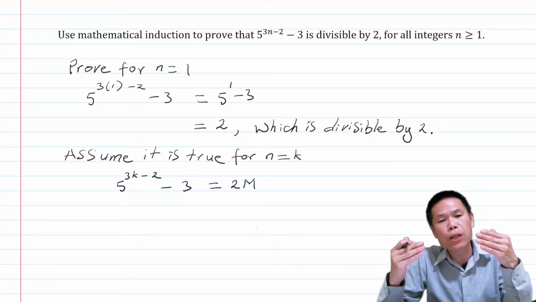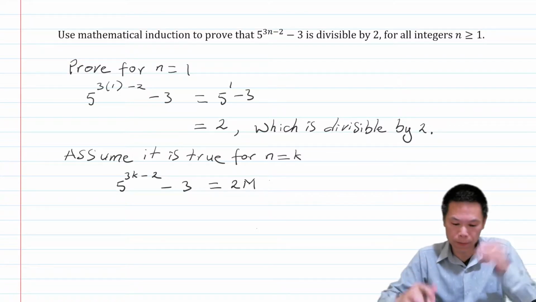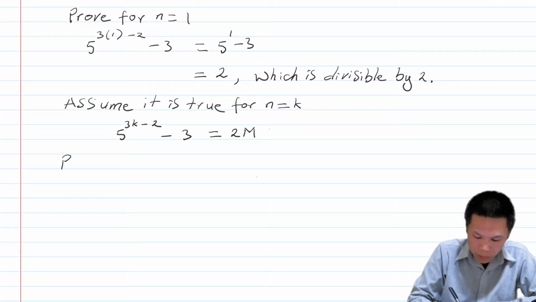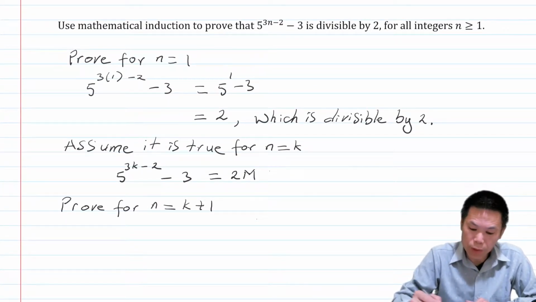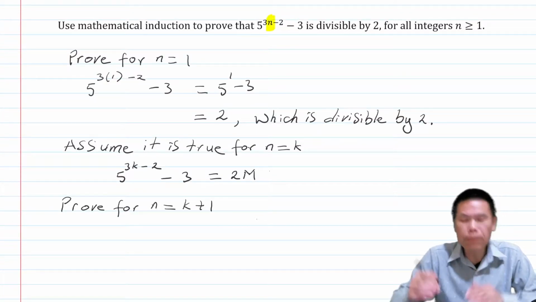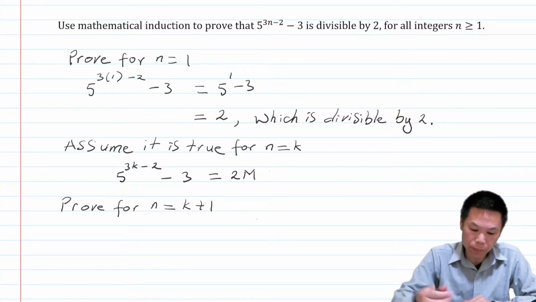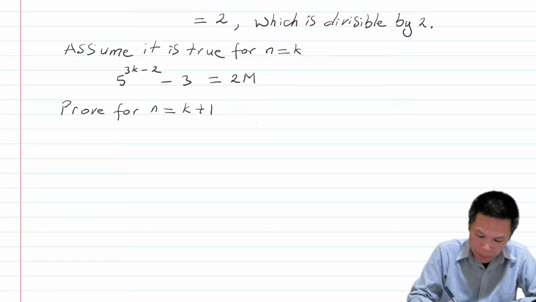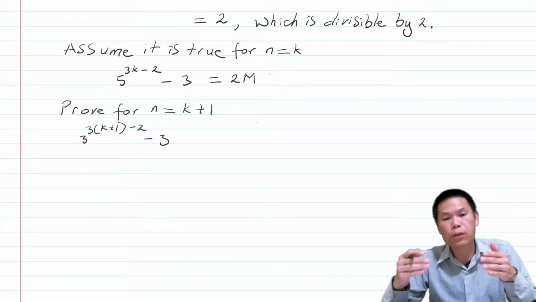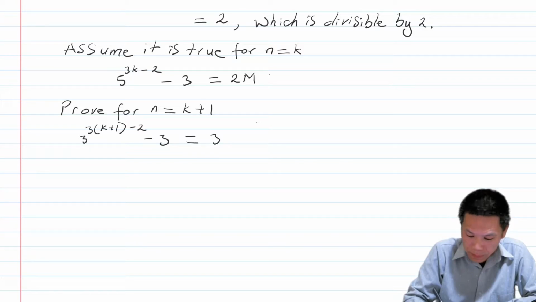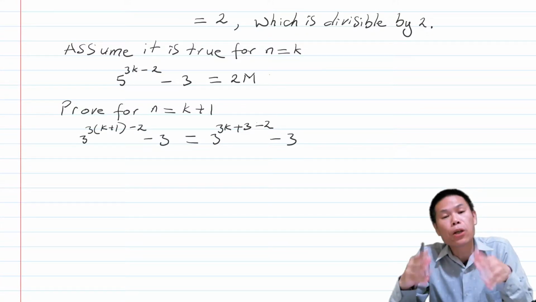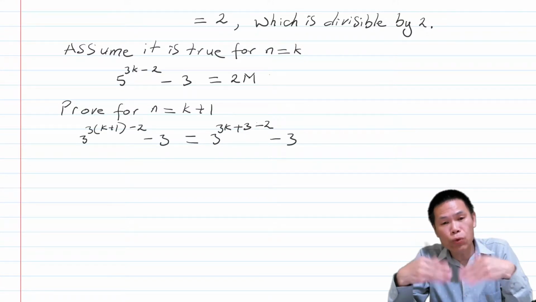Then the next statement, we will prove for n equal k plus 1. So this means that we replace n with k plus 1. So what I do now is I just expand the bracket, okay? Plus 3 minus 2 and then minus 3. So instead of simplifying, what I do is I just rearrange it, okay?